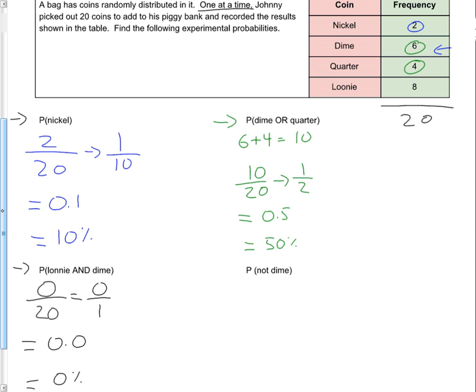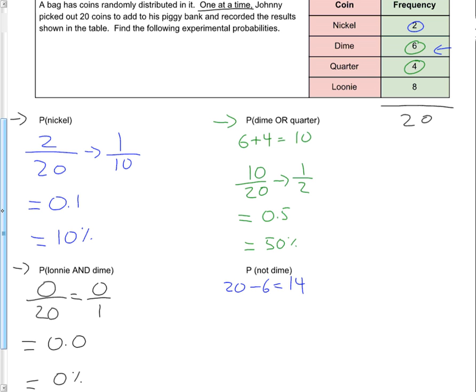We know that there's a total of 20 pulls in total, and we know that there are 6 dimes. So if I do 20 minus 6, that means the other 14 results all end up being something other than a dime, either a nickel, a quarter, or a loonie.